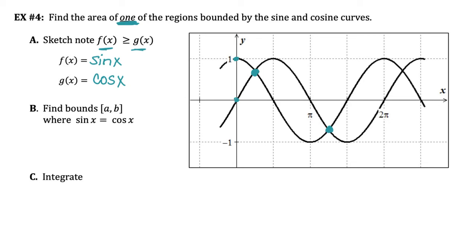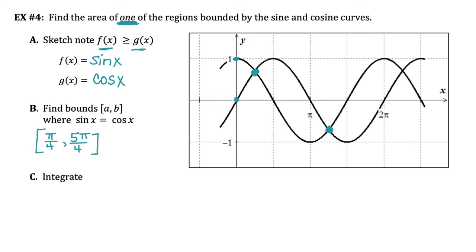Okay, and find bounds a and b where sine of x is equal to cosine of x. Well, if you know your ordered pairs from the unit circle, sine and cosine are equal to each other at pi over 4. I know everybody says root 2 over 2, but we need those radian measures of the angle. And then it's also going to be down in the third quadrant, where it's negative root 2 over 2, which is 5 pi over 4. So we know those values.